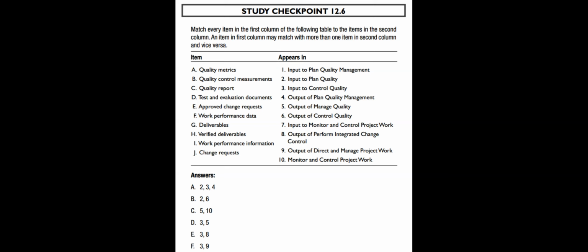J. Change requests. 1. Input to plan quality management. 2. Input to plan quality. 3. Input to control quality. 4. Output of plan quality management. 5. Output of manage quality. 6. Output of control quality. 7. Input to monitor and control project work. 8. Output of perform integrated change control. 9. Output of direct and manage project work. 10. Monitor and control project work.